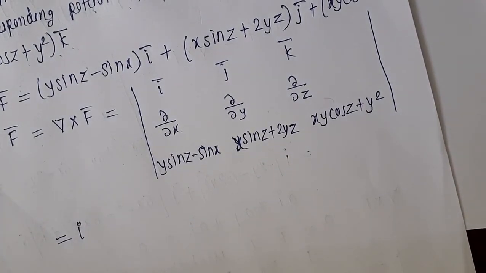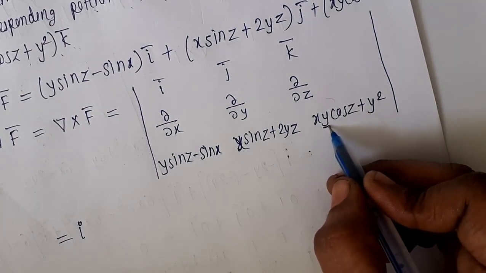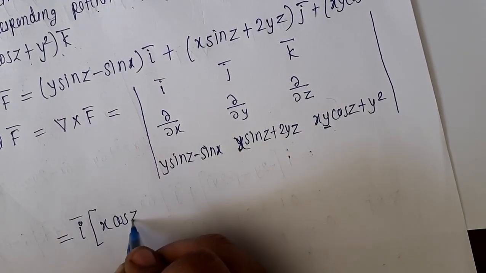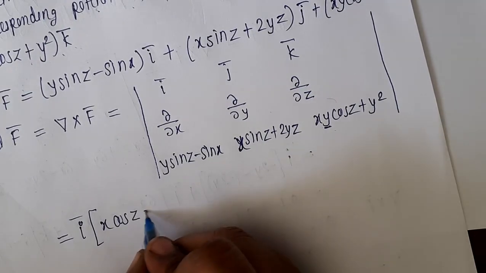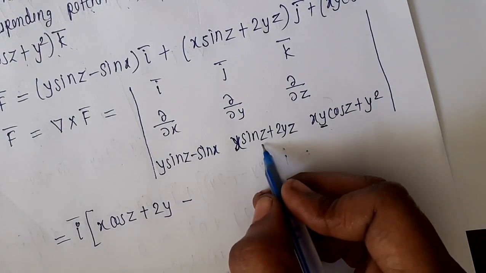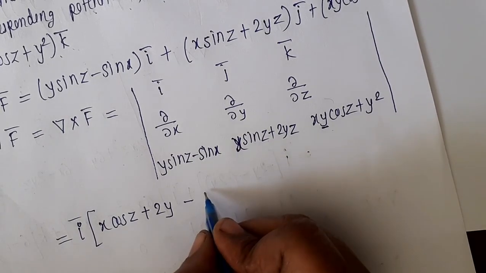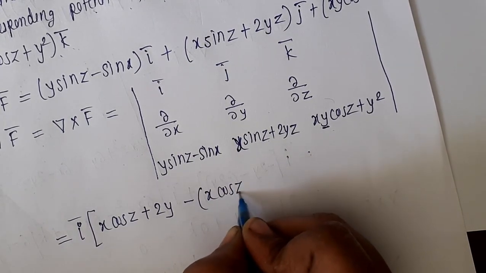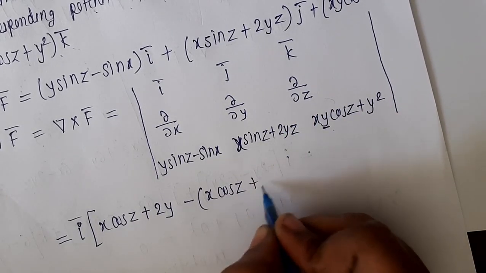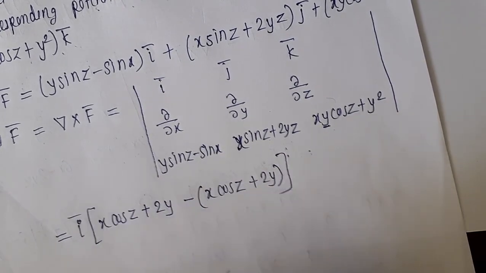It is i times del by del y of this whole term. Now here it contains y, so derivative of y becomes 1. So remaining is x cos z. And what is the derivative of y square? Derivative of y square is 2y, minus del by del z of this whole term. So derivative of sin z is cos z. So it is x cos z, and derivative of 2yz with respect to z is only 2y. So both the terms are the same. So with negative it becomes 0.